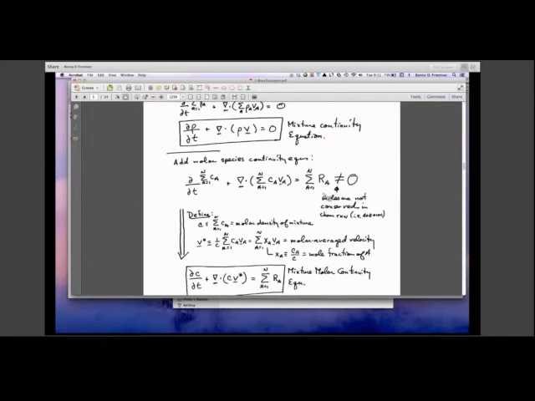Now, if we perform the same operation on the molar species continuity equation, we get a different result. And we get a different result because if we add up these reactive terms on the right-hand side, this is now not the net mass of A produced per time per unit volume. This is the net number of moles of A produced per volume per unit time.